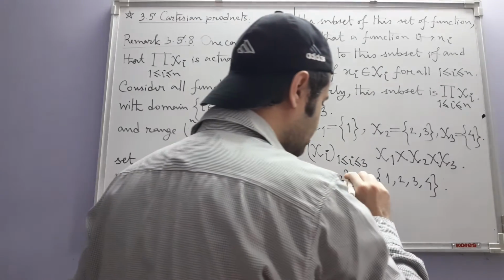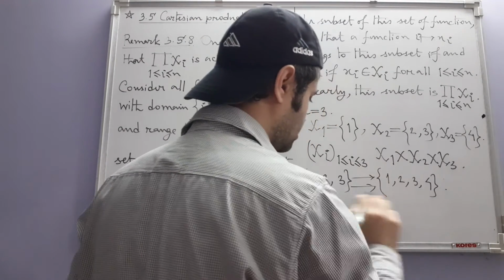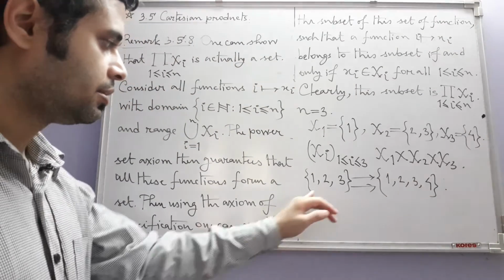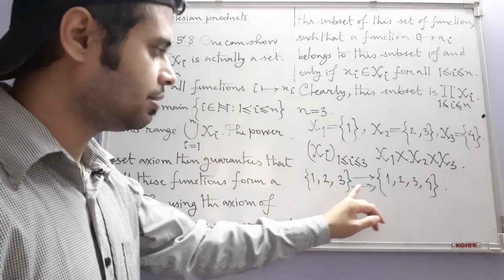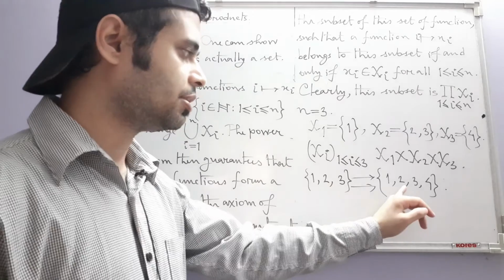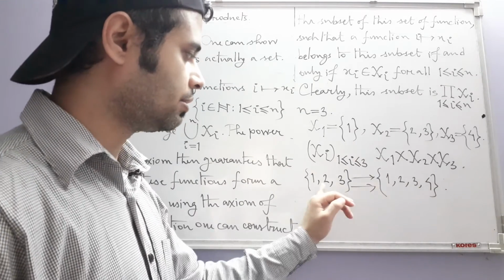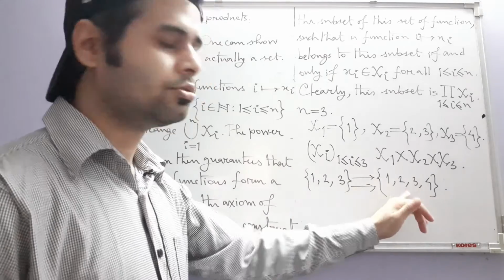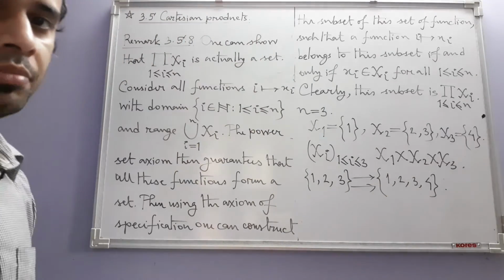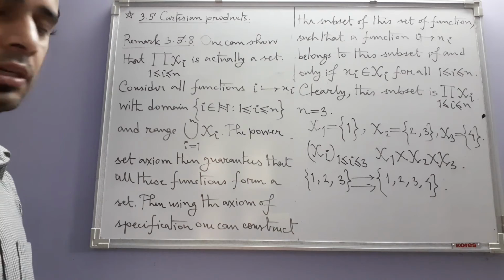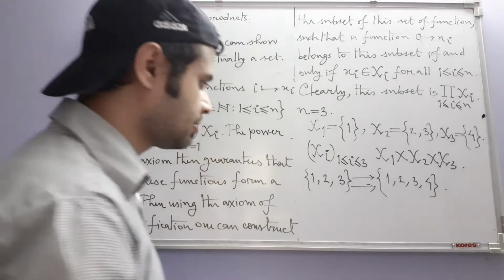So if we consider all possible functions, whatever you can think of, say you can map all the elements onto 1, all the elements onto 2, all the elements onto 3 or 4, you can map 1 to 1, 2 to 4, 3 to 2, say. So like that you will get many functions. That collection is a set, and that set is this.